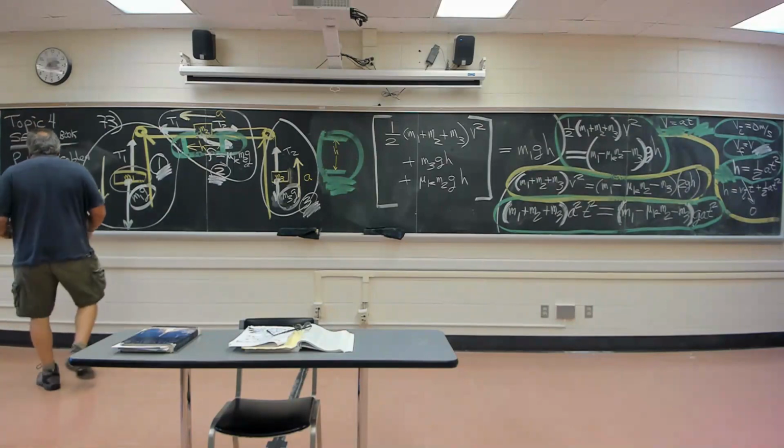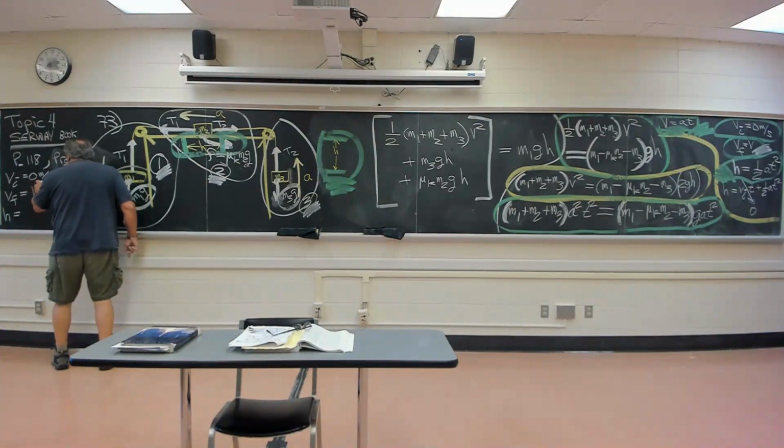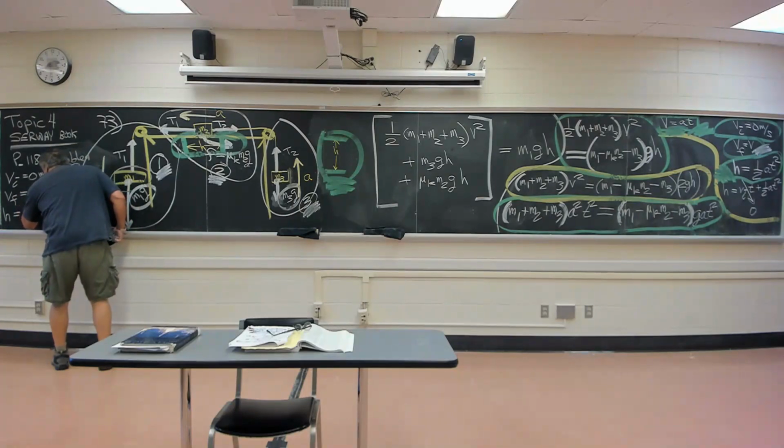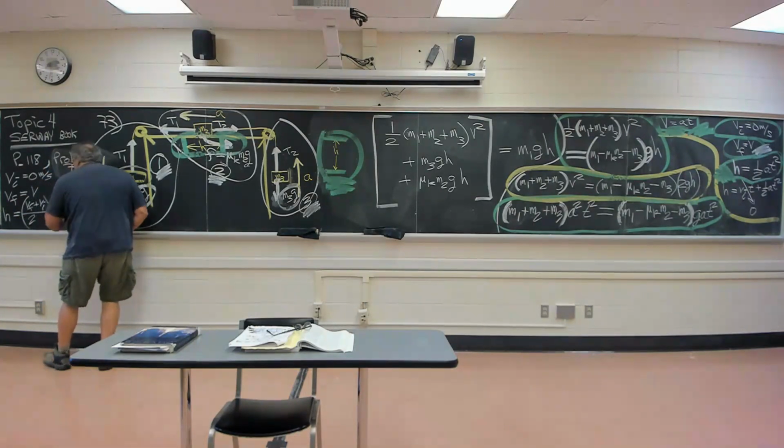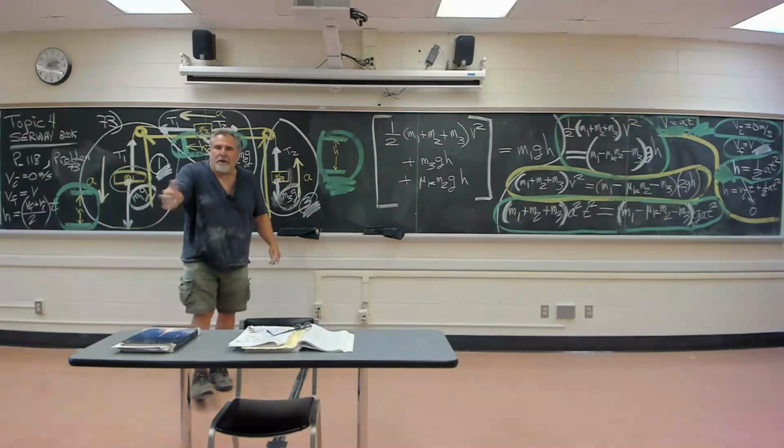Well, we know that initially everybody started at 0. You went to VF. The distance h traveled is VF plus VI divided by 2. It's the average between the two, times the time period t in which this all took place.